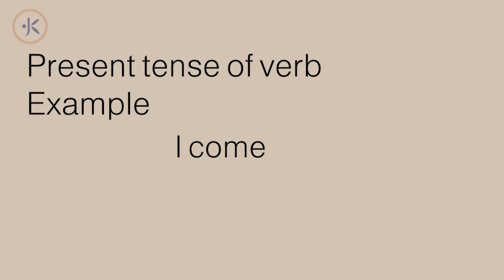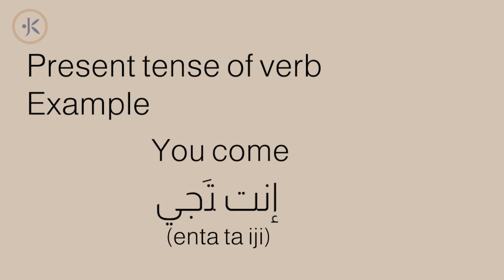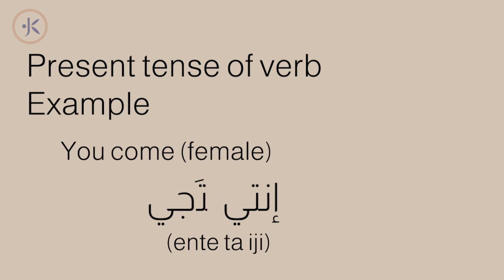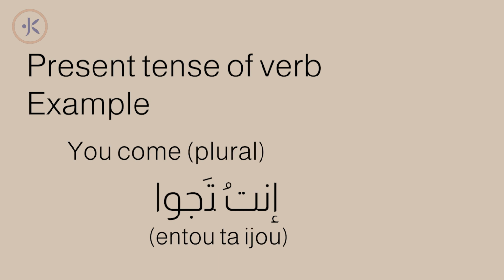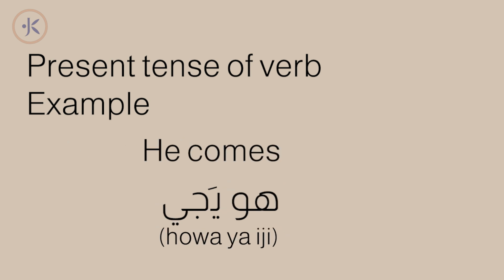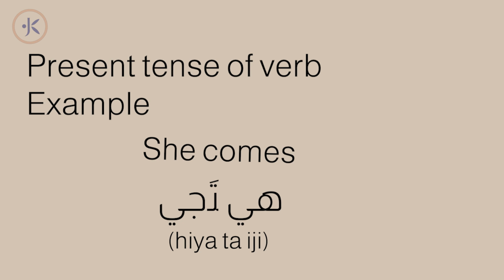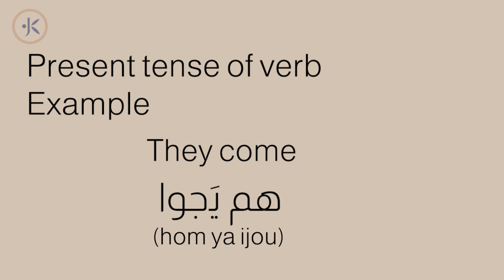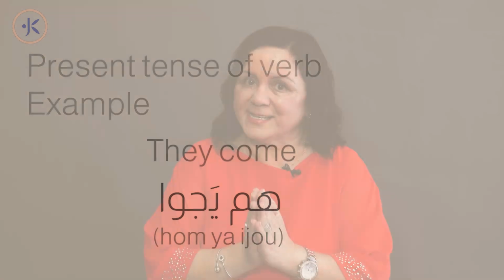إجا will become, the A will become I because there is only one A. إجي. أنا آجي. أنت تاجي. أنتِ تاجي. أنتوا تاجوا. نحن ناجي. هو ياجي. هي تاجي. هم ياجوا. With this, I completed the 10 verbs in the present tense.